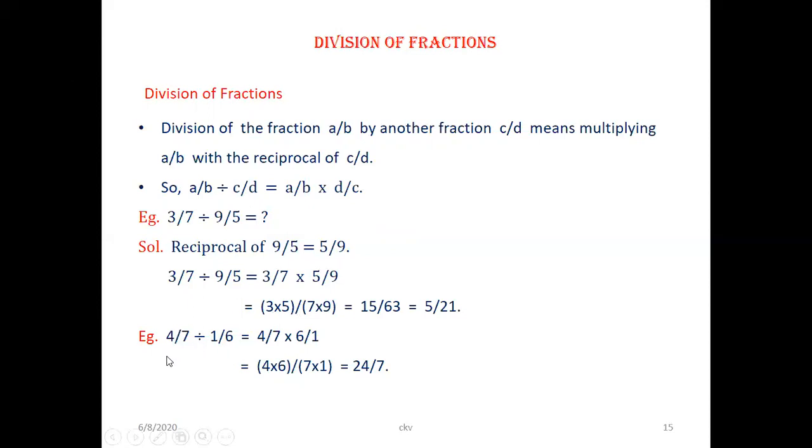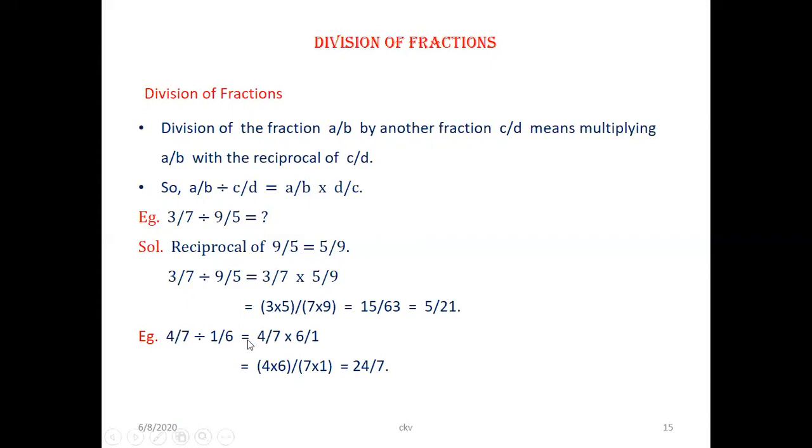Let me give you one more example here: 4 by 7 divided by 1 by 6. Here you write the reciprocal of 1 by 6, which is equal to 6 by 1. Just reverse it. 1 is now in the numerator, and in its reciprocal it goes to the denominator. 6 is in the denominator here, and in its reciprocal it goes to the numerator. So to find the division, 4 by 7 divided by 1 by 6 means 4 by 7, the one in the numerator, stays as it is. Instead of dividing by 1 by 6, you write it as into 6 by 1, the reciprocal.